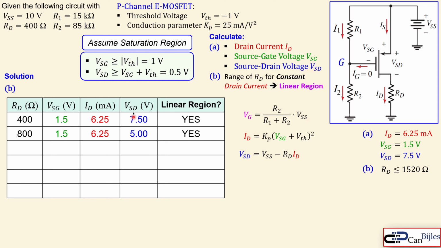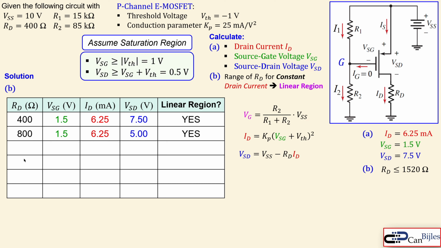And we have now VSD, which is now 5 volts. You can see it is now decreasing, so we need to be careful, and we need to set this VSD value above 0.5. So it is still far away, so it is still in the safe zone.